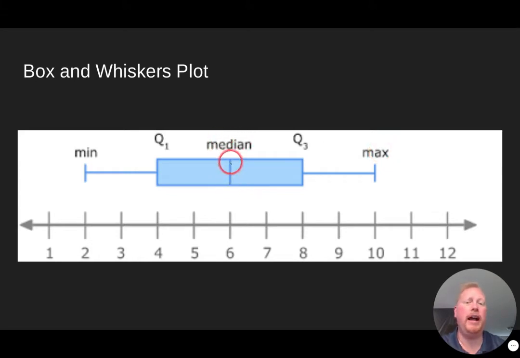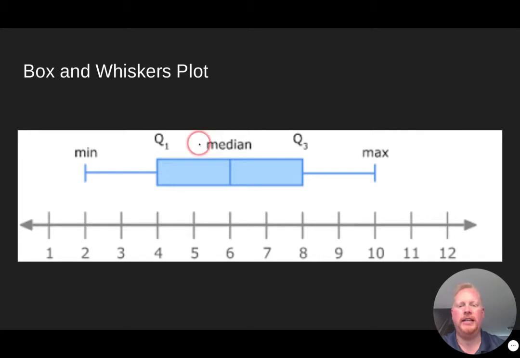The line in the middle of the box is called the median, which you should be familiar with. That's where you line up all the numbers in order, and then you just find the very middle number. The beginning of the box is the first quartile, and the end of the box is the third quartile. And like I said before, the median can also be called the second quartile.